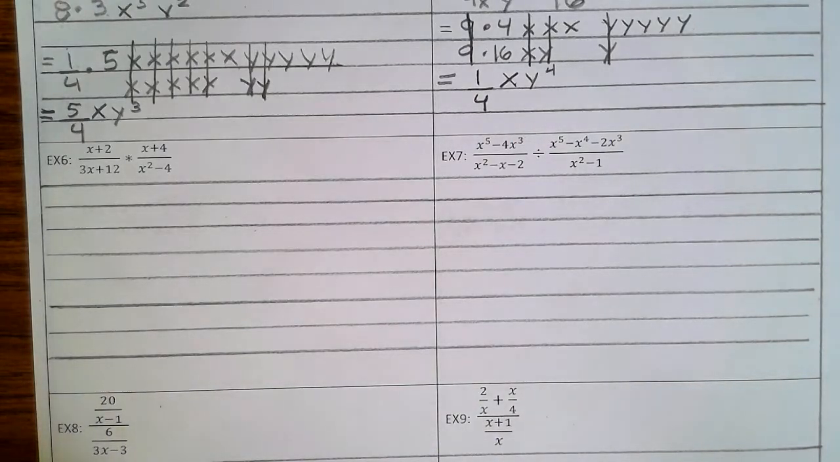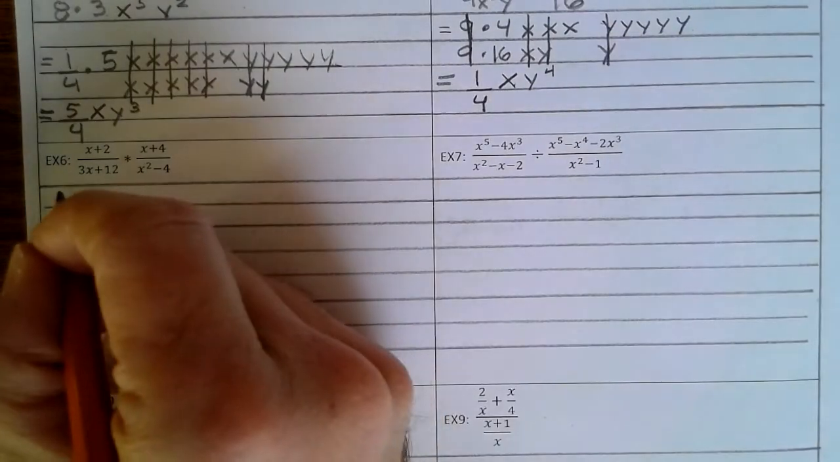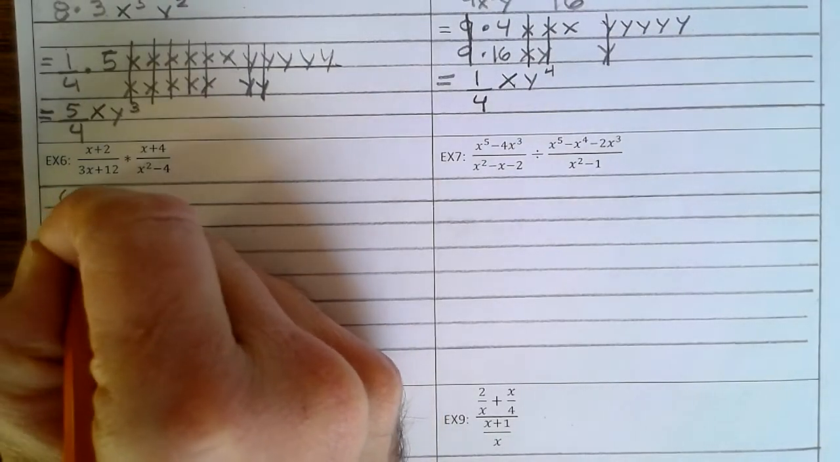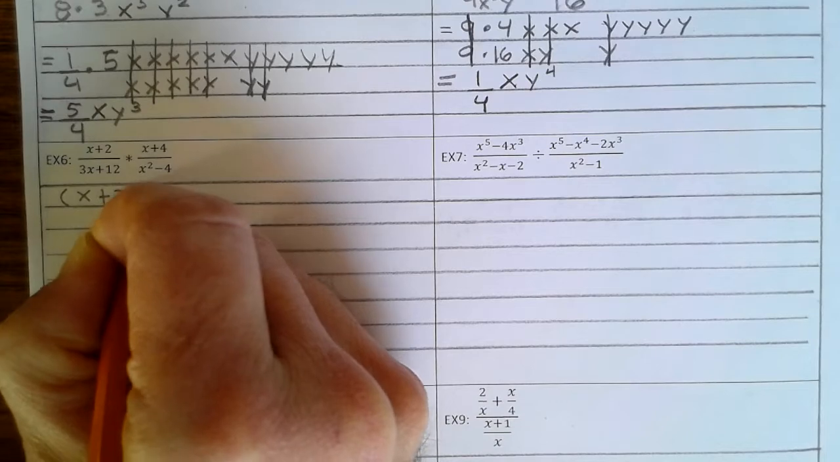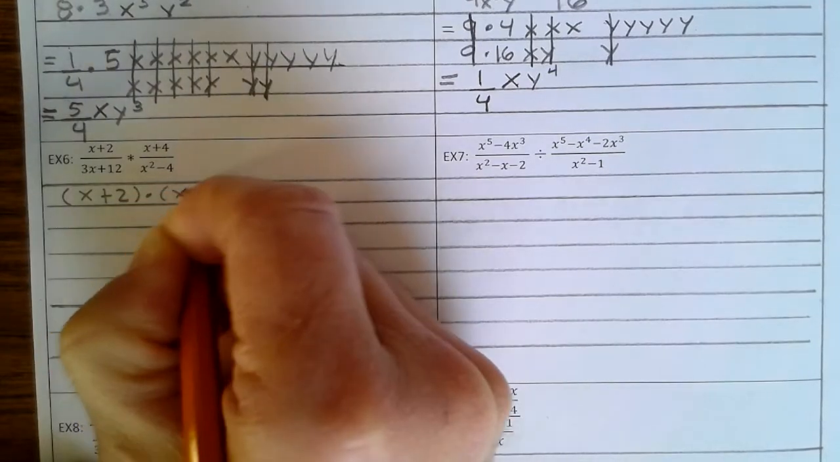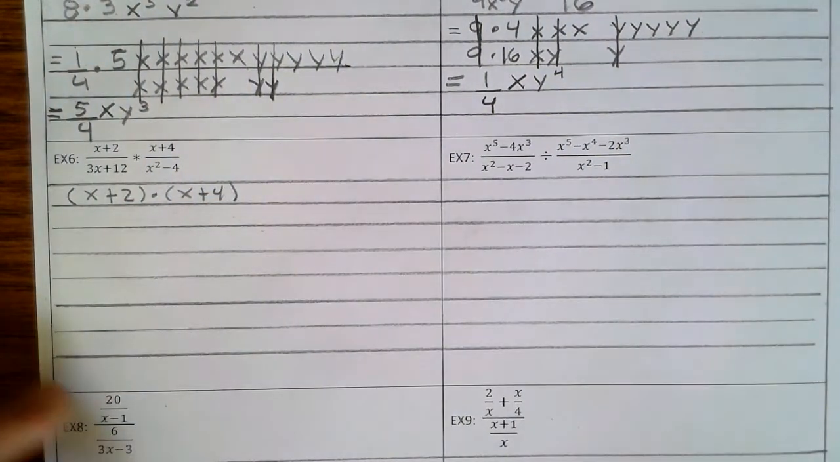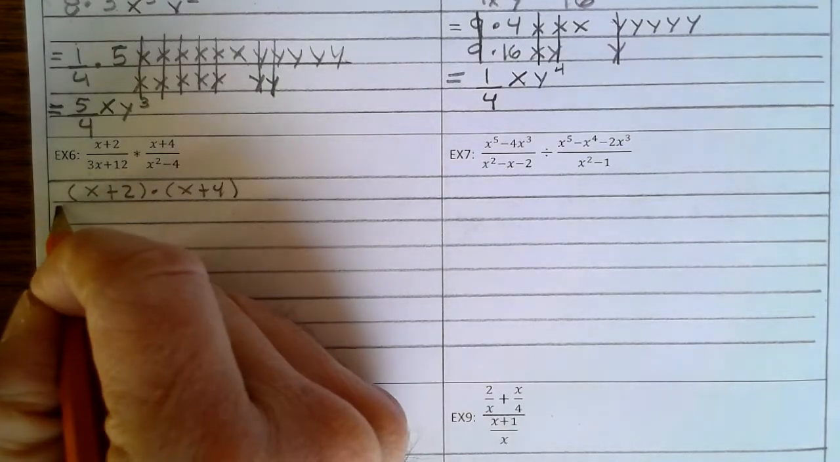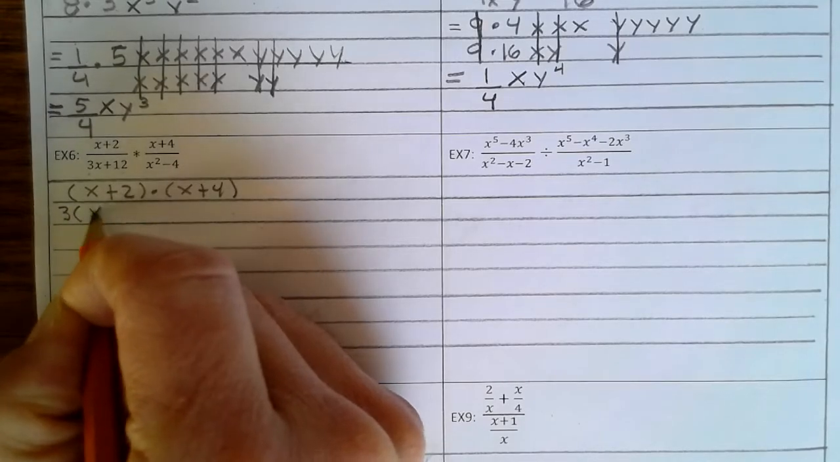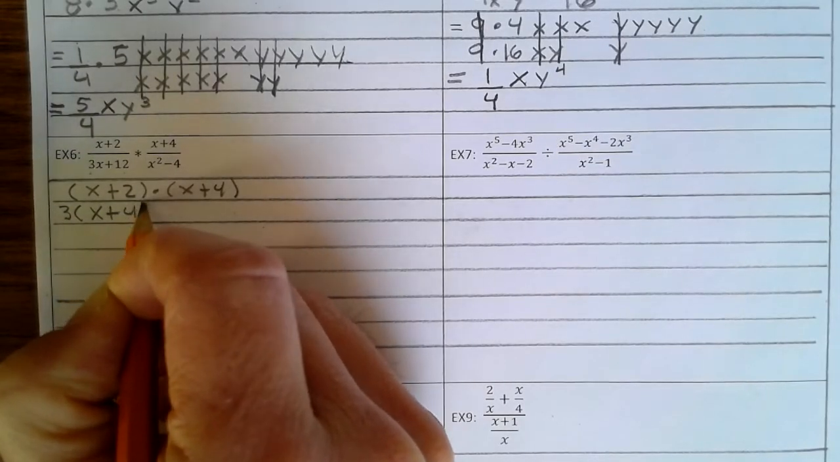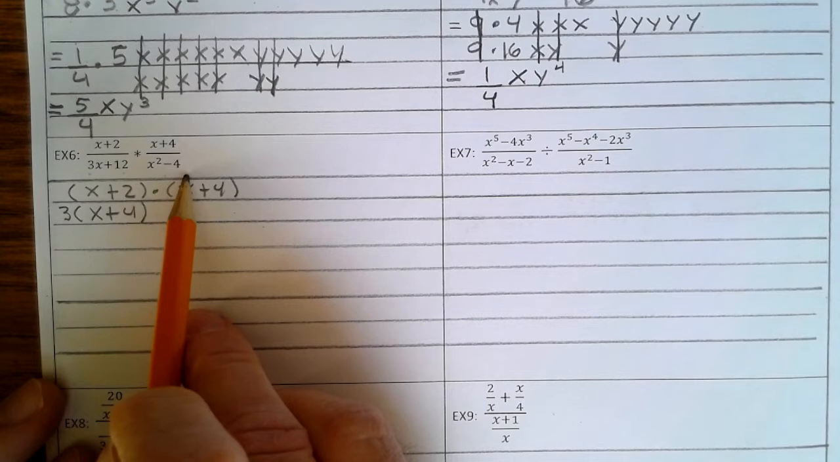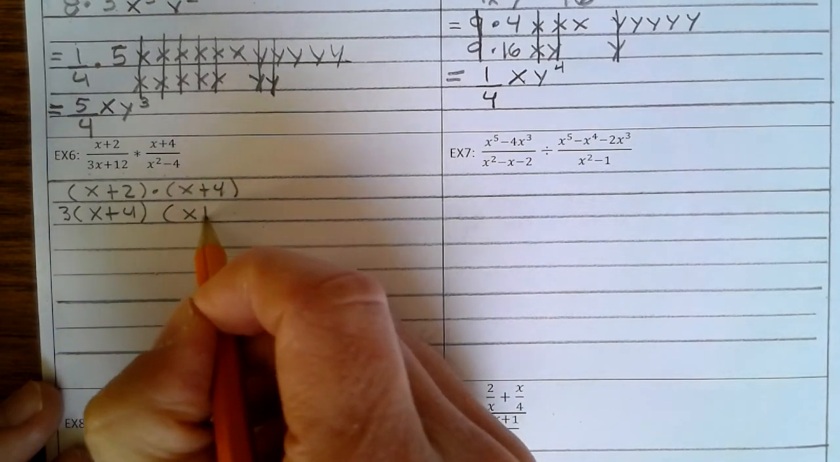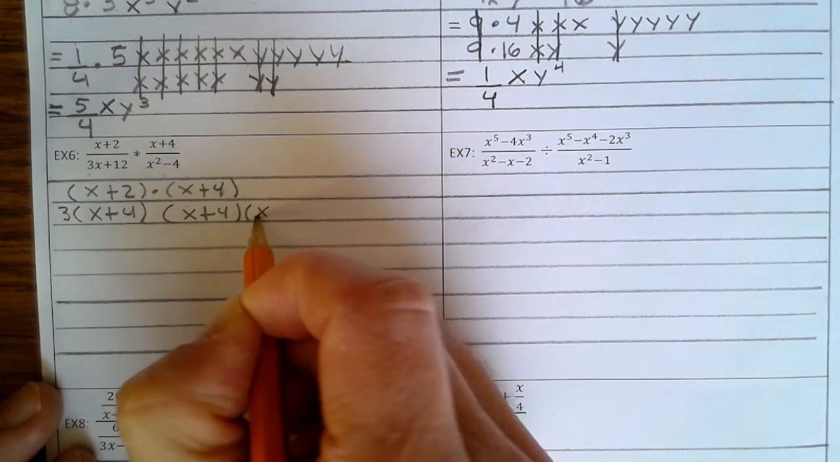All right? So we want to factor everything, so that's x plus 2 times x plus 4. There's nothing we can do really factoring there. But we can factor 3x plus 12, so we can divide both of these by 3. So that's 3, which leaves times x plus 4. And then x squared minus 4 factors to be x plus 2, x minus 2.